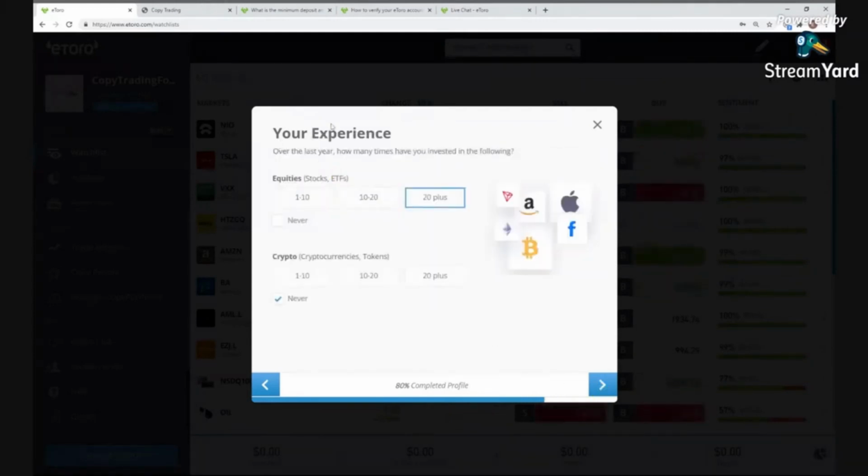So here you go. They're asking for your experience over the last year. How many times have you invested in the following? Equities. So equities are just stocks or ETFs. If you haven't traded before, you click never. But I can say 20 plus because I'm trading since March of 2020. Cryptocurrency, never. I've never got into cryptocurrency yet, but I may in the future if the price comes down. So I click next because I've never done crypto.